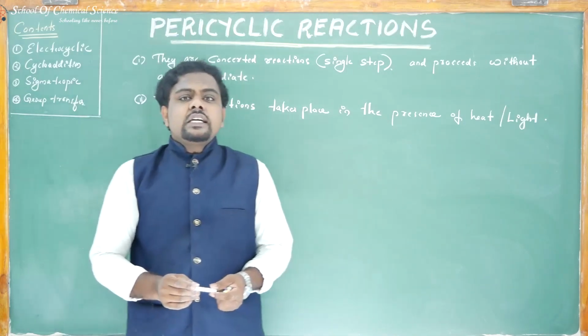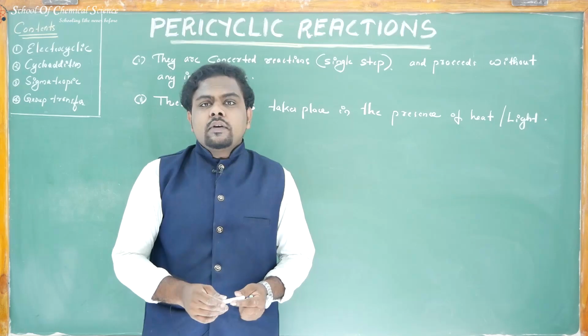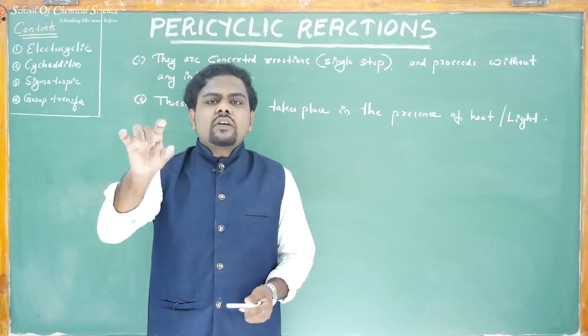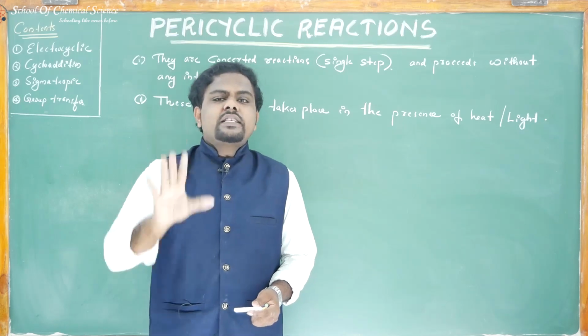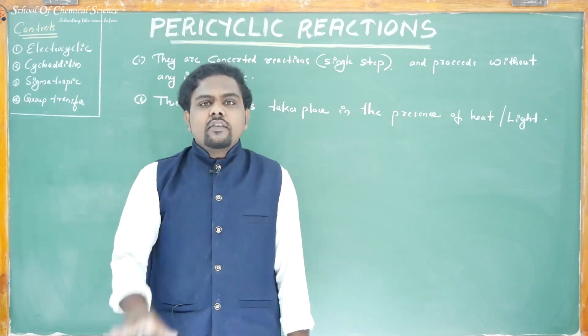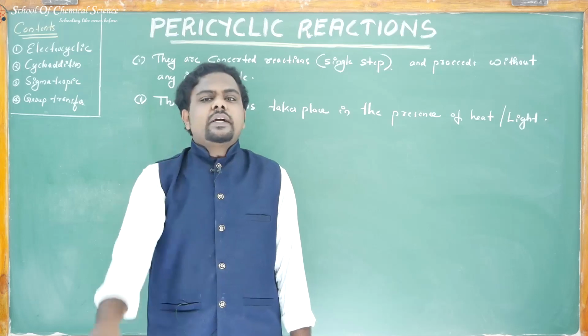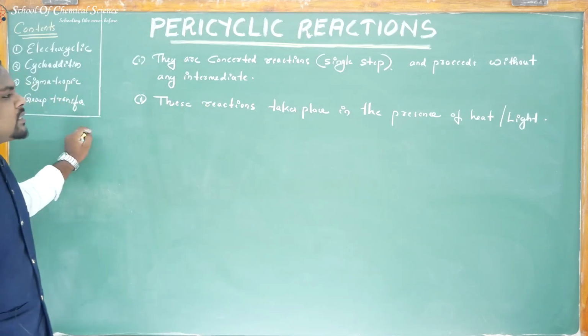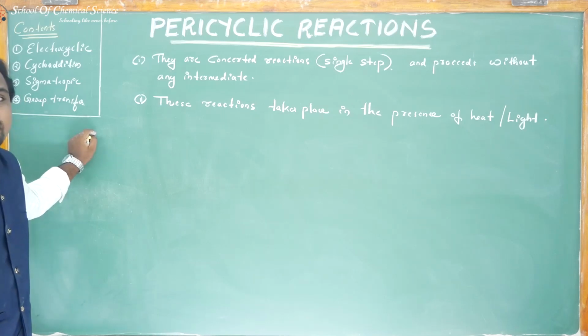So whenever in your CSIR exam, in the organic chemistry part, there is heat or light, that is a pericyclic reaction. Wherever heat or light is given, that is a pericyclic reaction. So this reaction takes place in the presence of heat or light.